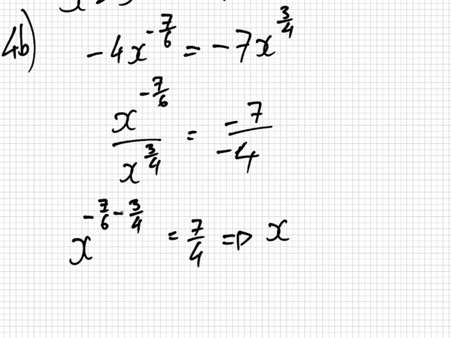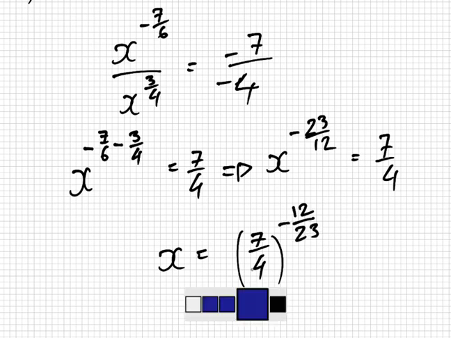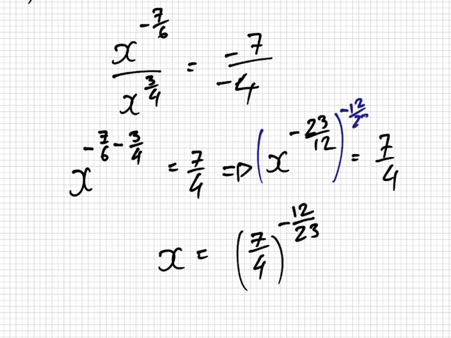Minus 7 over 6, minus 3 over 4, minus 23 over 12 equals 7 over 4. So that means x will equal 7 over 4 power 12 over 23 with a minus. Because if I want to cancel this here, I would need to put on both sides power minus 12 over 23. Minus 12 over 23, isn't it?